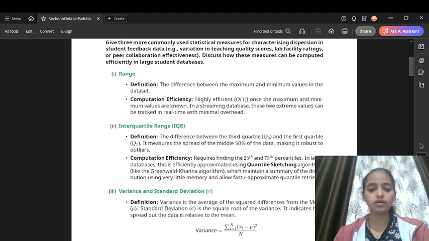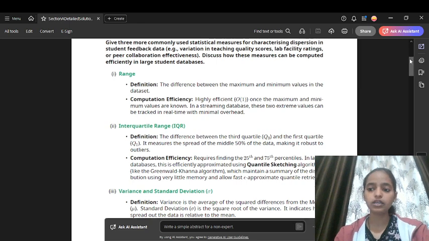Now, we have the interquartile range, IQR. Definition: the difference between the third quartile Q3 and the first quartile Q1. It measures the spread of the middle 50% of the data, making it robust to outliers. Computation efficiency requires finding the 25th and 75th percentiles in large databases. This is efficiently approximated using quantile sketching algorithms like the Greenwald-Khanna algorithm, which maintains a summary of the distribution using very little memory and allows fast approximate quantile retrieval.